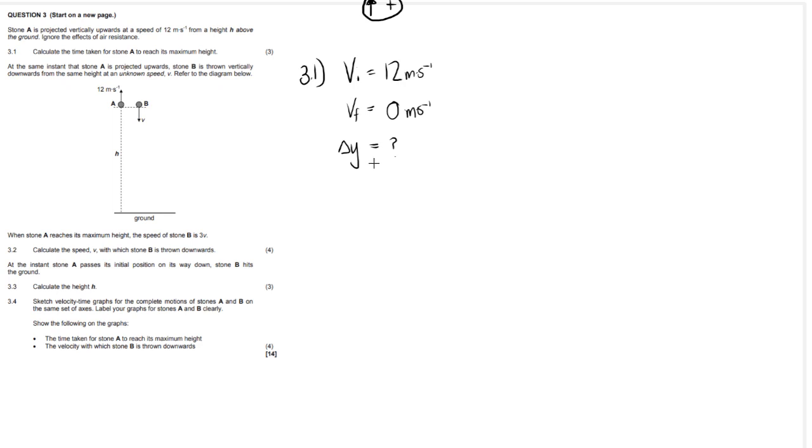Is there any other value that we want? Calculate the time taken for the stone to reach its maximum height. No, this is not what we're looking for, in fact. This is not even taking part in our equation. We always have acceleration, right? Acceleration is negative 9.8 meters per second squared. What the question is asking for is time, change in time.